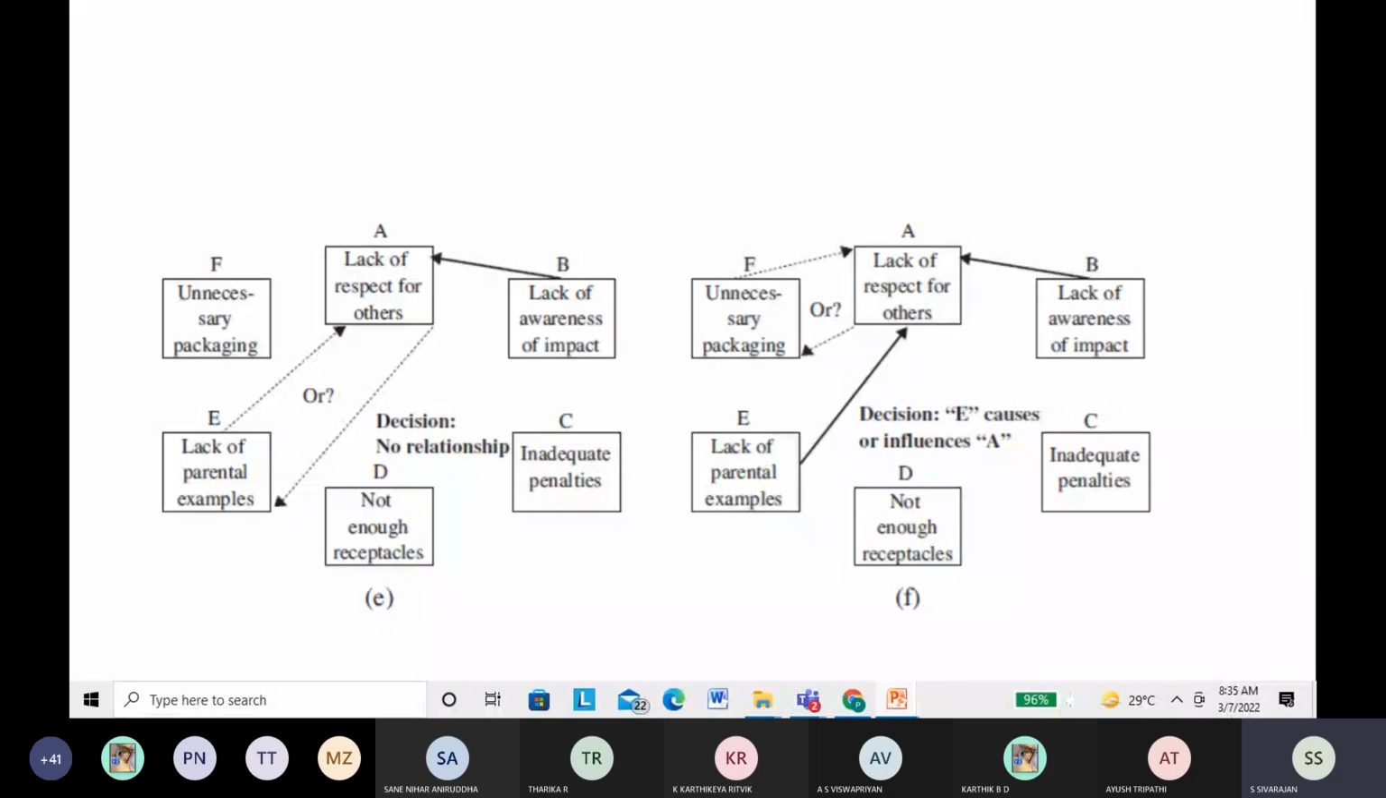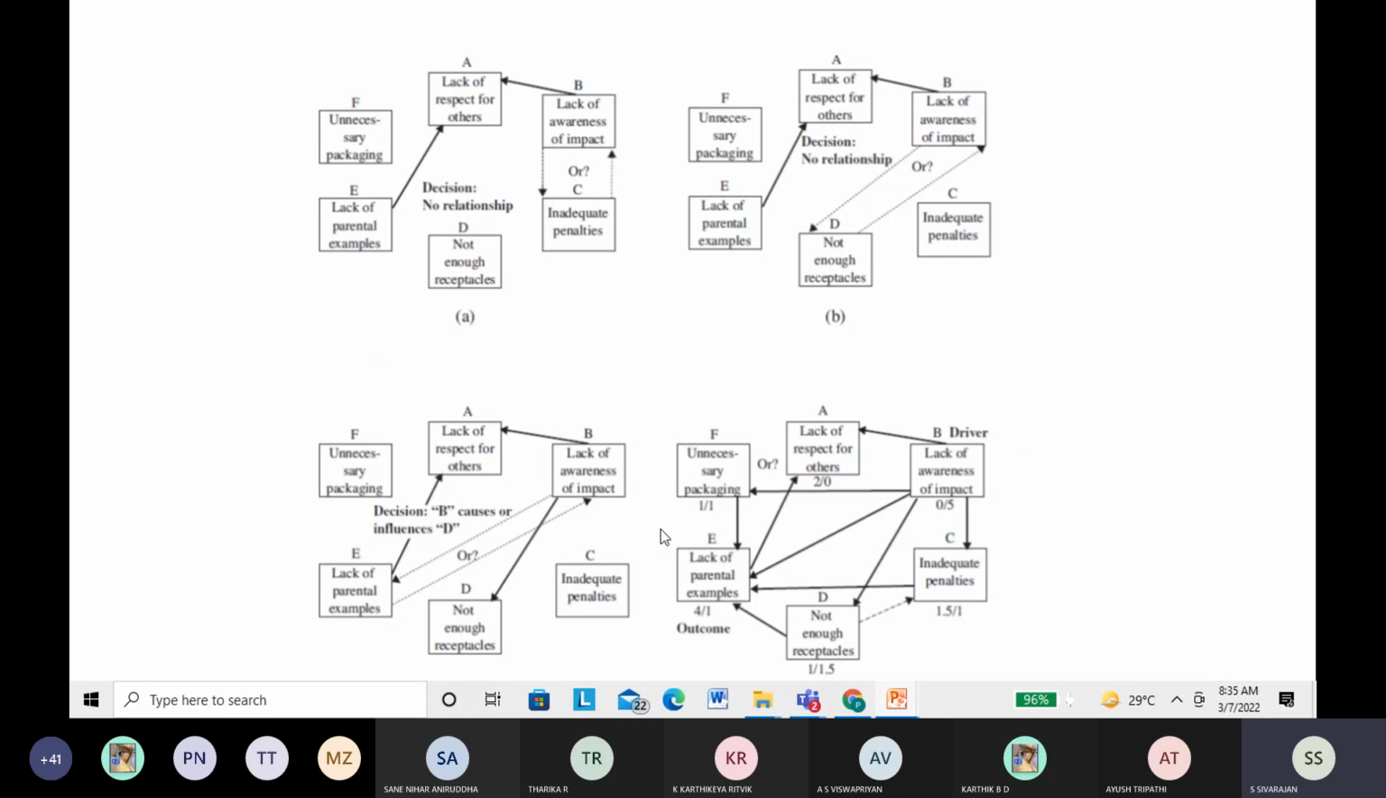And it is a bit confusing. Don't worry much about it. You know the procedure. And finally, after completing all the iterations, you are going to get something like this. Now B is the driver because for many of the arrows, it is the originator. For example, it is the originator for A, C, D, E, and F. For all of them, it is the originator. So B is the driver. So lack of awareness of impact is going to be the driver in this case.